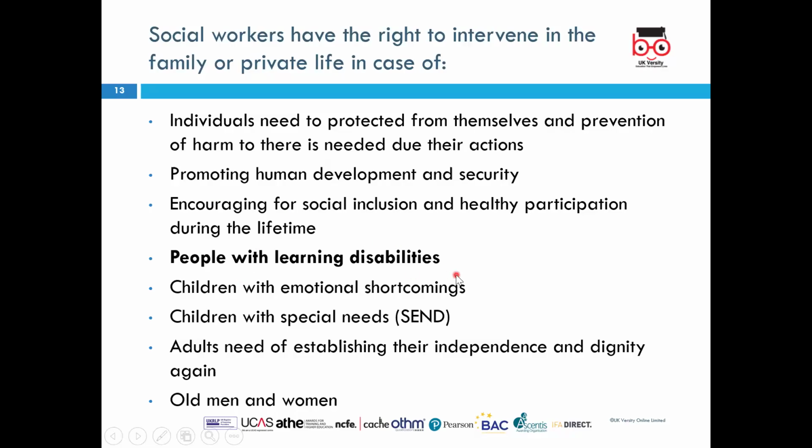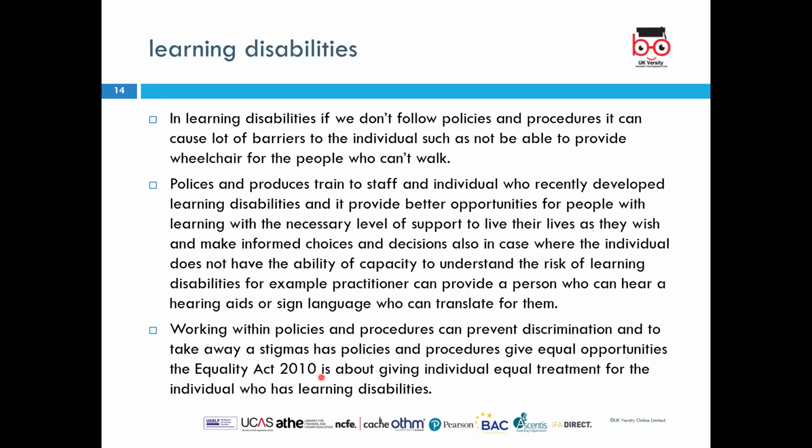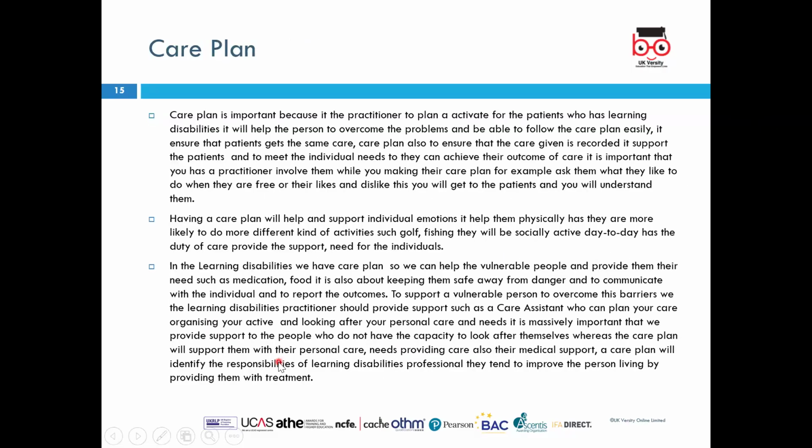People with learning disabilities, you need to be working with them, for them. Children with emotional shortcomings, children with special needs, adults in need of establishing their independence and dignity again, and old men and women. Learning disabilities, we know about them, we need to work around them. There's a child who has learning disabilities, and there may be an adult also who has learning disabilities. So you need to know what policies are there to work with them.